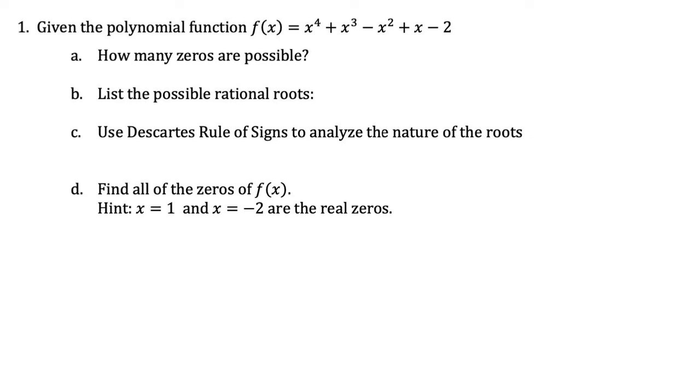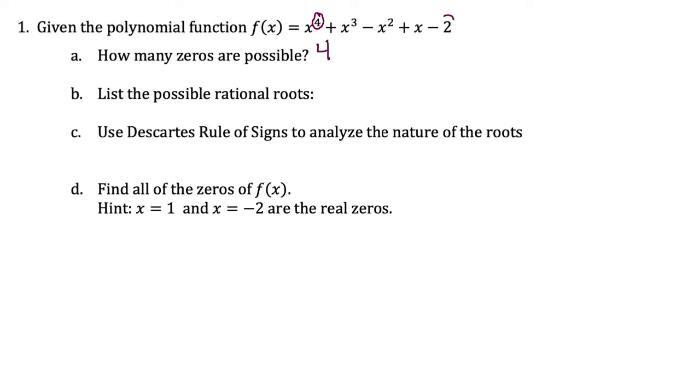All right, so in number one, the first question, part A, how many zeros are possible? The number of zeros that are possible will be the highest exponent that you see in the problem itself, and our highest exponent that we see here is 4. So how many zeros are possible? 4 zeros are possible.